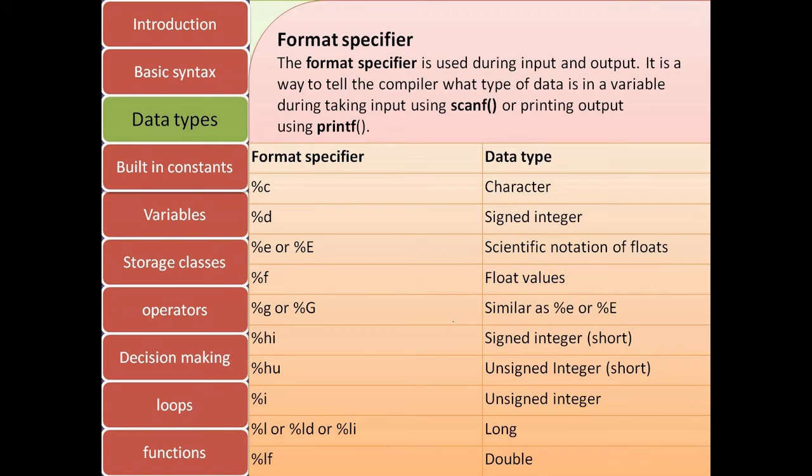The next important topic in data types is the format specifier. The format specifier is used during input and output. It is a way to tell the compiler what type of data is in a variable when taking input using scanf or printing output using printf.